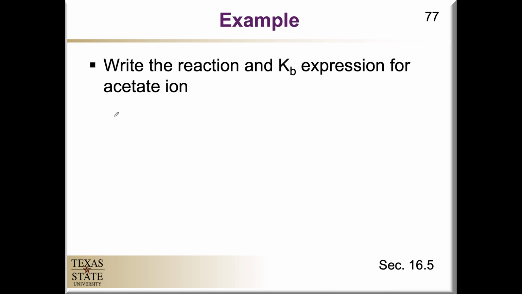All right, the second example is to write the reaction and the Kb expression for the acetate ion. The acetate ion is CH3COO minus. That acetate ion is going to be acting as a weak base, and that means that it is going to react with water and end up accepting a proton from water in order to form acetic acid, CH3COOH. And what is left is the water after it has donated a proton, meaning that we're going to have the hydroxide ion.